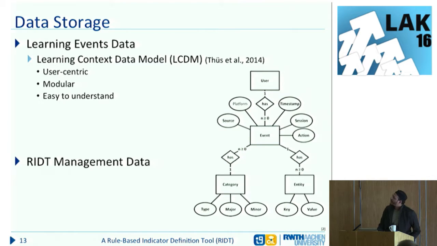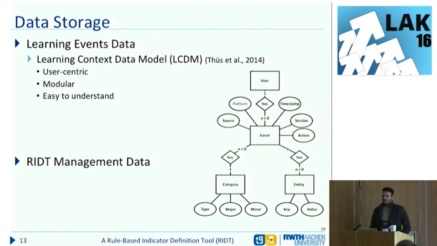So he worked on this user-centric data model in which all events that happen by the user are stored as activities, each stored as an event with some common attributes, like the session, the categories where the event happened, at what time, and what kind of action it was.